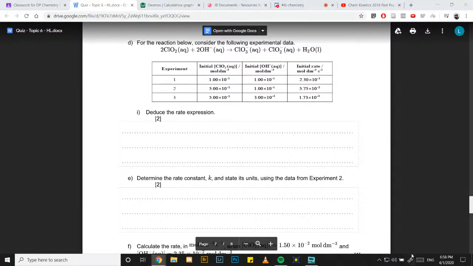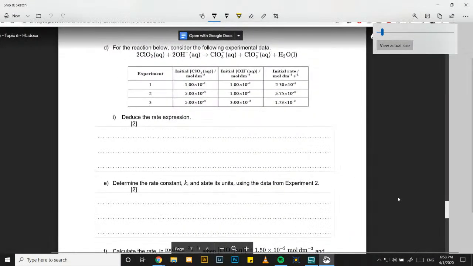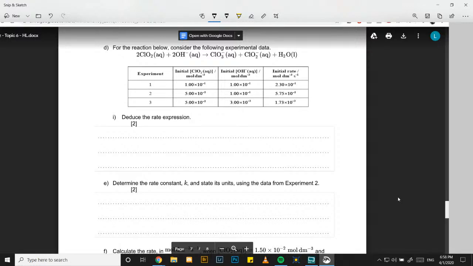Okay, I'll do the math for this one. Just gonna play around with this and see how this works. View actual size. Yeah, okay. So let me, okay, there. Okay, so, let's look at this.